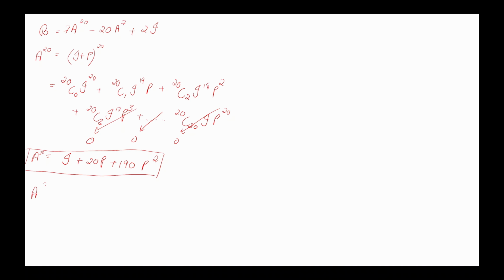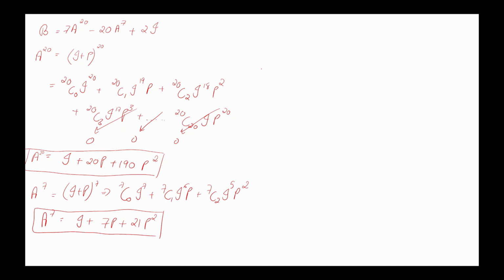Similarly, let me find out my A to the power 7 as well. It can be written as I plus P whole to the power 7, which can be written as 7c0 I to the power 7 plus 7c1 I to the power 6 P plus 7c2 I to the power 5 P square. Now, of course, I hope you all know I'm not writing all this P cube, P to the power 4, P to the power 5, all these terms because they are going to be 0. So what would my A to the power 7 basically become? This would become I plus 7P plus 7c2, what is 7c2 going to be? 21 P square. This is what I'm getting as A7.